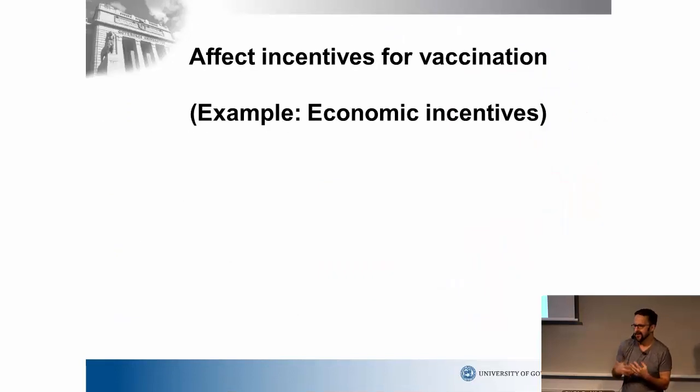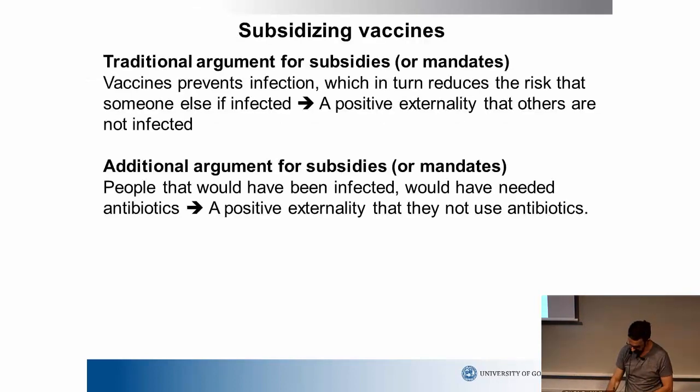So let's look at vaccination first. So this is one way of reducing the problem of antibiotic resistance. Affect the incentives for vaccination. Okay? And I'll exemplify this with an example of economic incentives. Okay?